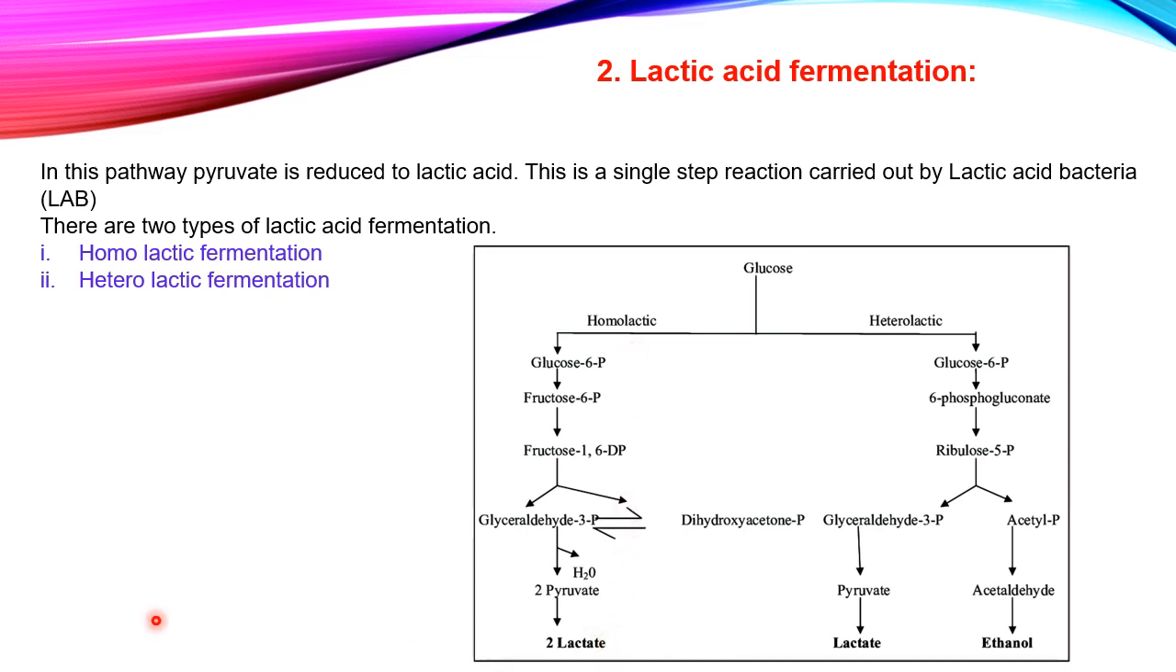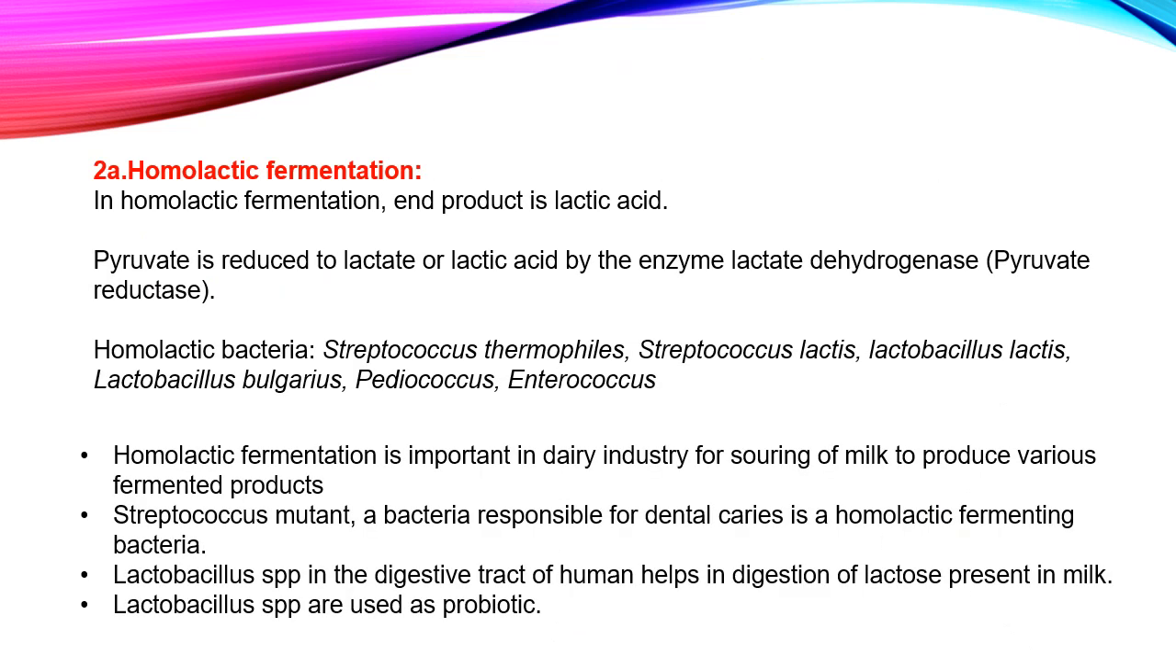Okay, now we will discuss each one in detail. So students, now let's talk about the basic points of homolactic fermentation. In homolactic fermentation, the end product is only one product, that is lactic acid, where the pyruvate is reduced to lactic acid or lactate by the action of the enzyme lactate dehydrogenase or pyruvate reductase.